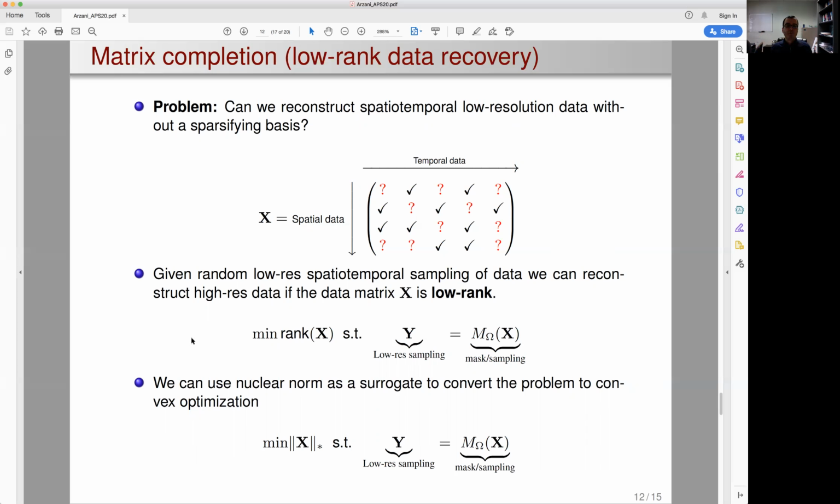Okay, so now minimizing the rank is not an easy optimization problem. So what we do is convert it to a convex optimization problem using the nuclear norm, which acts as a surrogate for rank. And then we can use standard linear algebra methods to solve this convex optimization problem.